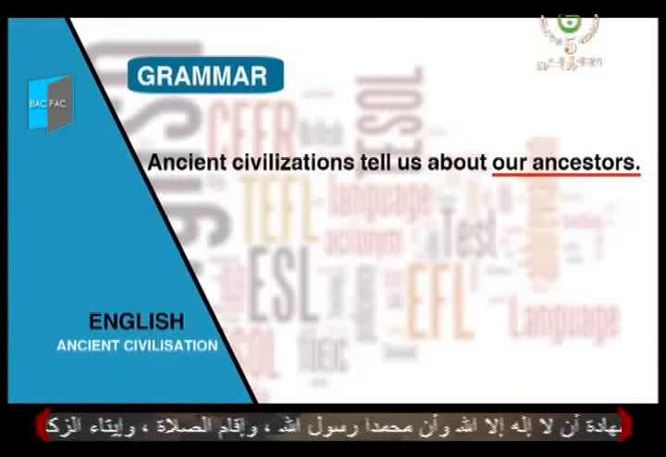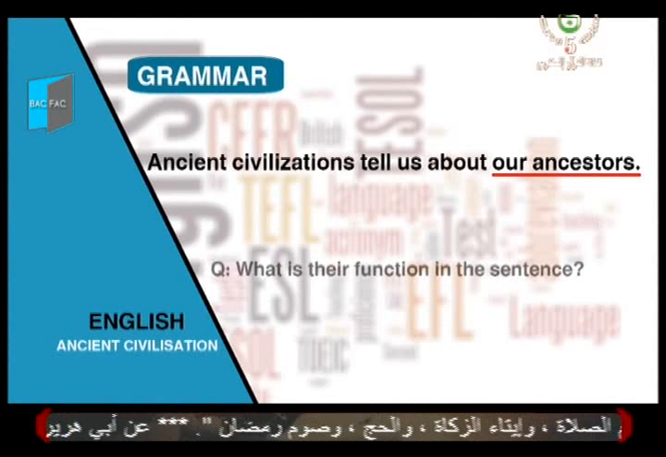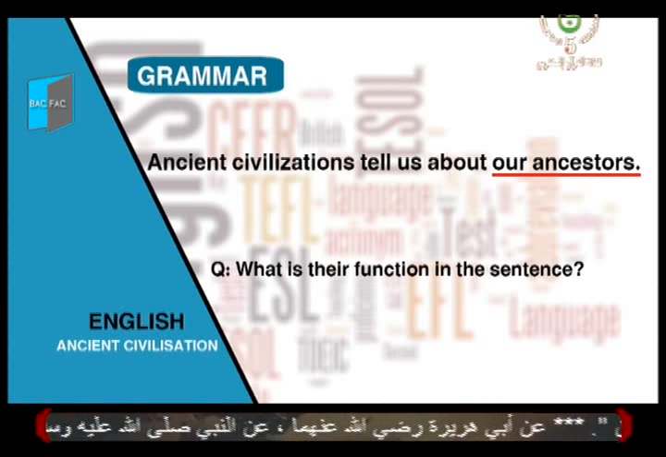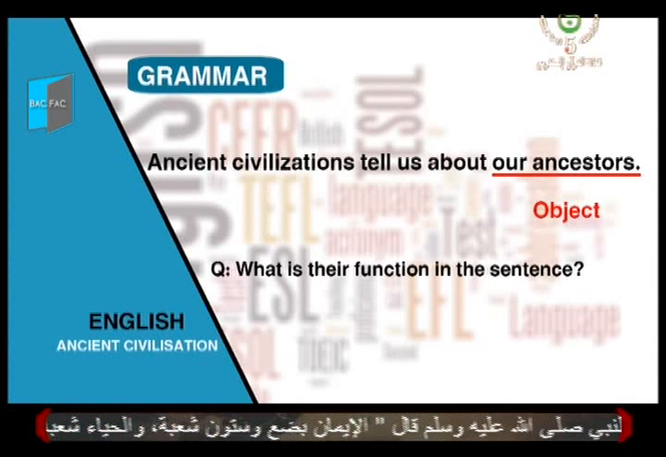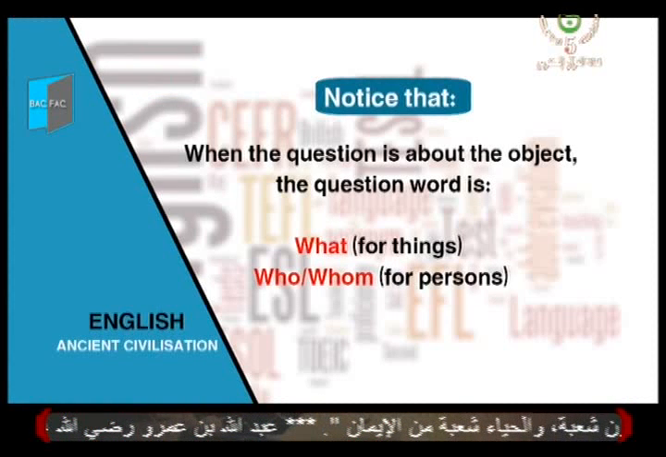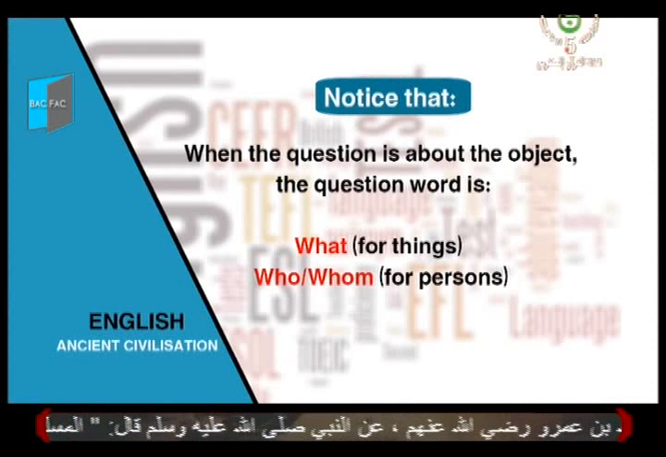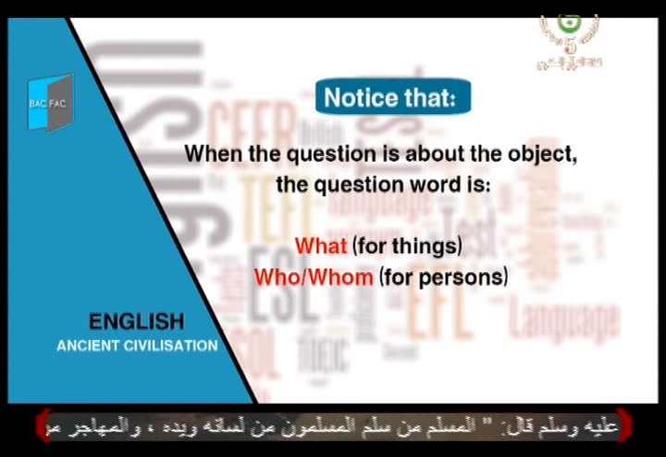Let's start. Study the following example. Ancient civilizations tell us about our ancestors. What's the function of the underlined words in the sentence? Right. Object. What is the question word we ask when the question is about the object? When the question is about the object, the question word is what for things and who or whom for persons.